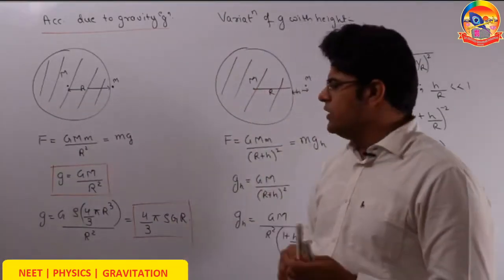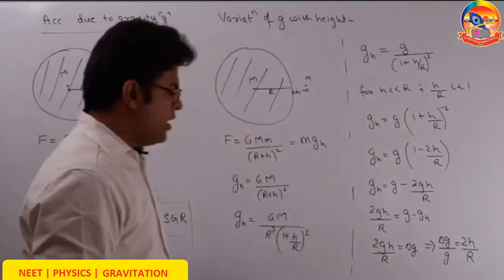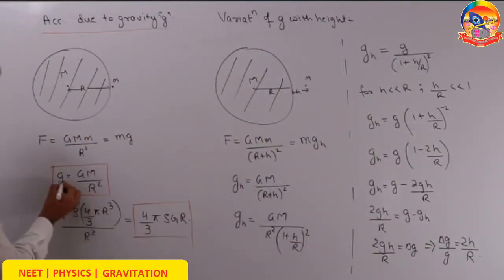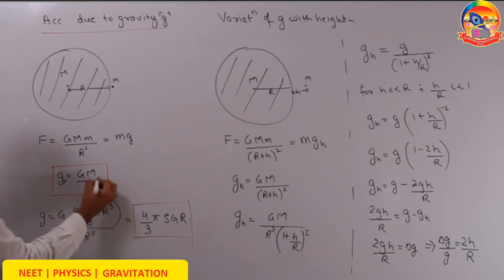So I am making a small change here. I will say acceleration due to gravity on the surface of any planet equals G times mass of the planet upon radius of the planet whole square.